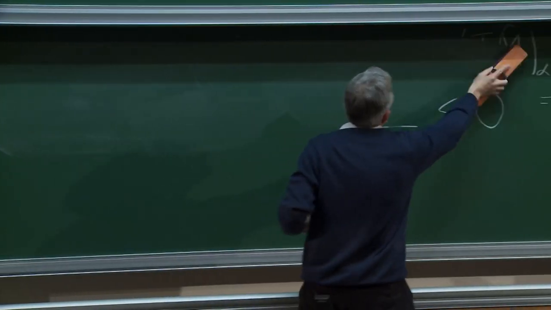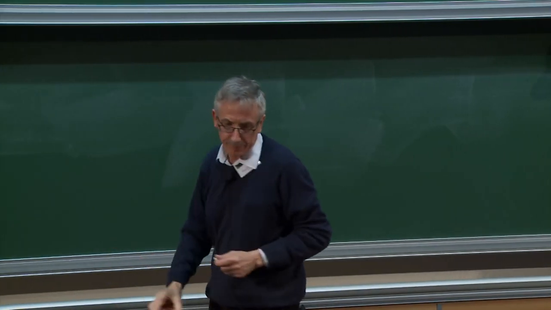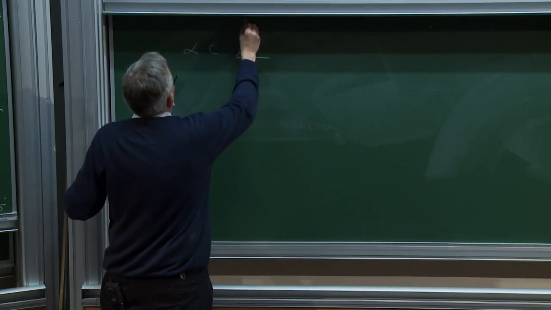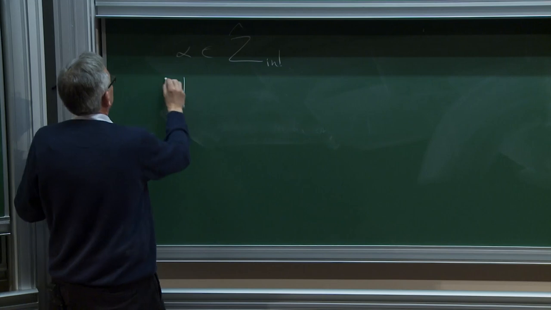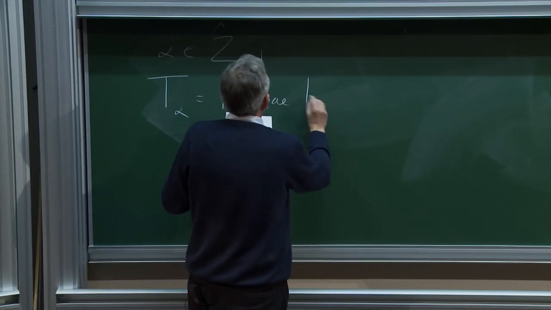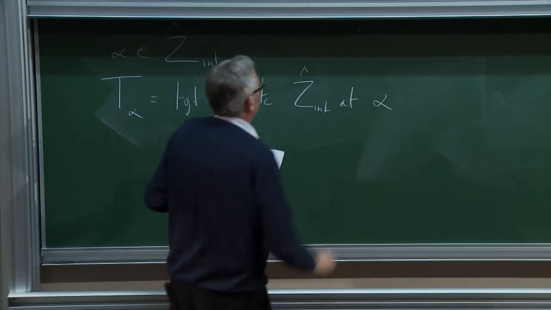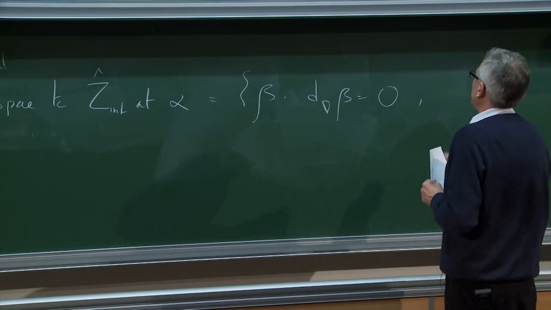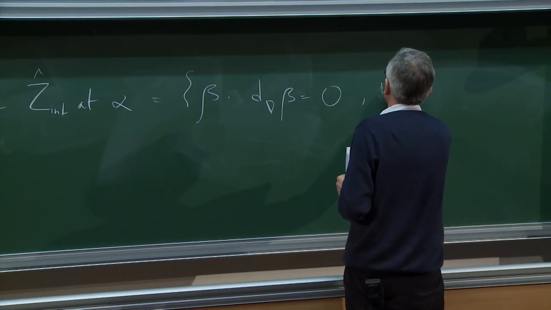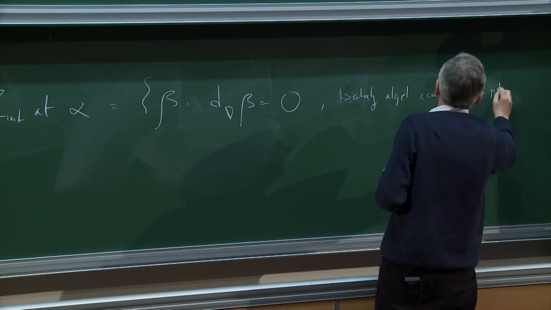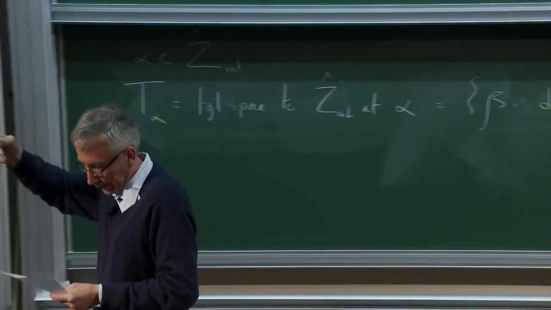More relevant is lemma two. So supposing I have alpha in this, so I have such a form, I can consider the tangent space at alpha of this space. So this is the tangent space to Z int at alpha. It consists of forms beta such that they're closed in this sense, and also satisfy the appropriate algebraic condition at each point. So at each point they lie inside the tangent space of the corresponding finite-dimensional object.